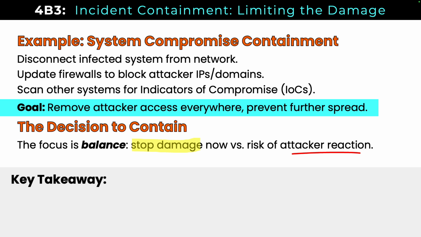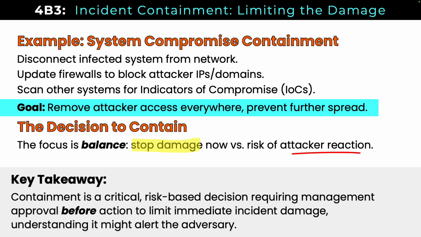So the key takeaway here is containment is a critical risk-based decision requiring management approval before the action, to limit immediate damage, understanding it might alert the adversary. All right, that brings us to the end of 4B3.